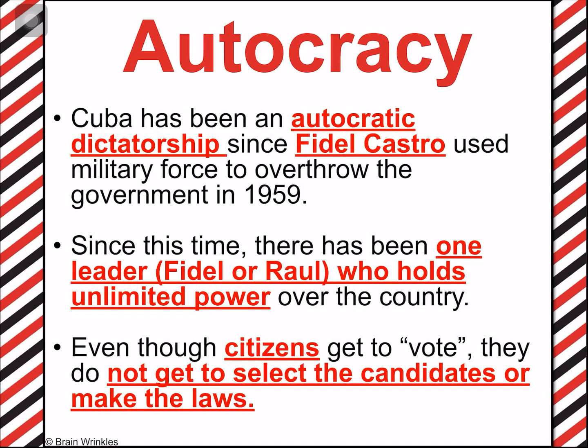Okay? So even though they say they get to vote, vote is in quotes again because it's not really a free election. They don't get to select who the candidates are that they're voting for, and they can't make laws because the president holds unlimited power.